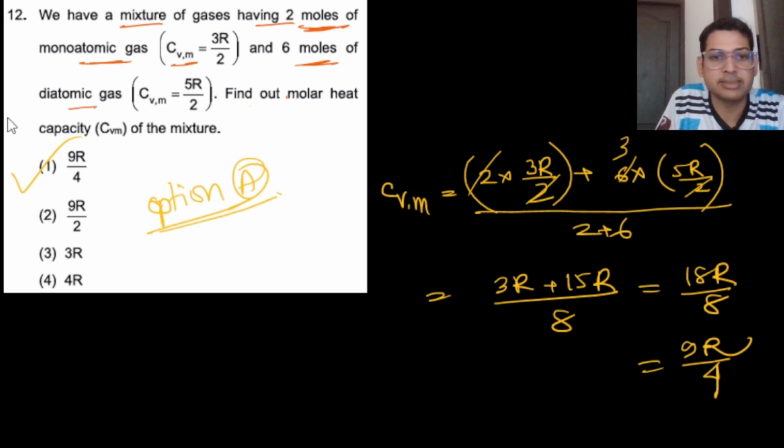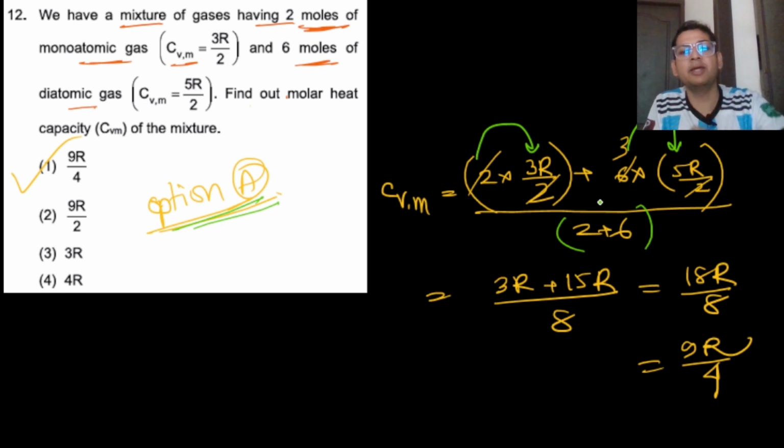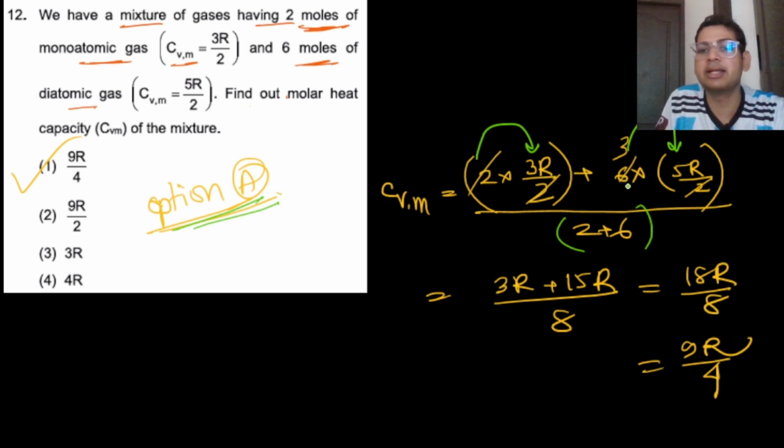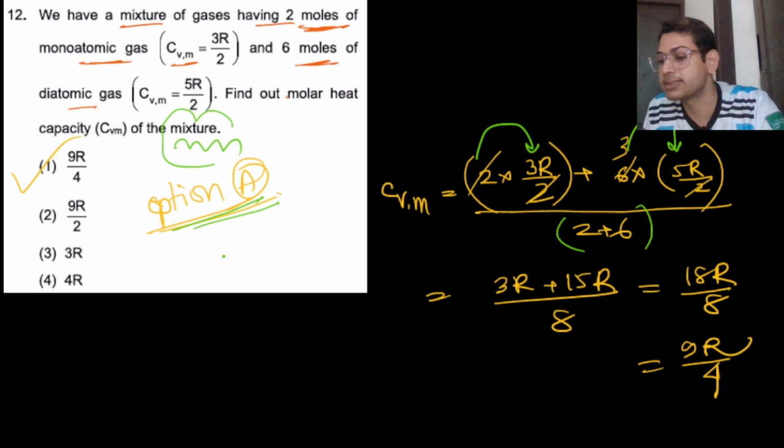That's it. But some of you still have doubt in this question, but there should not be any doubt. 2 mole into its molar heat capacity, plus 6 mole into its molar heat capacity, divided by the total number of moles, then you will get the average, because you have to do it for the mixture. So option number 1 will be your right answer here.